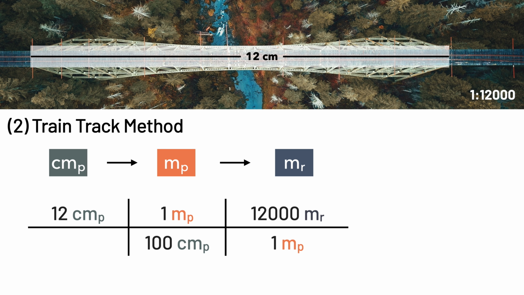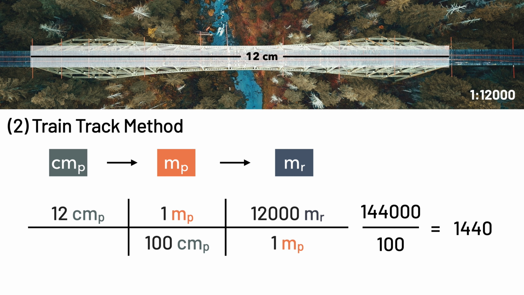Now we just do the math. We multiply all the numbers on top, or 12 times 1 times 12,000, to get 144,000. We do the same on the bottom to get 100. We then divide 144,000 divided by 100 to get 1,440, the same answer that we got in the first problem.